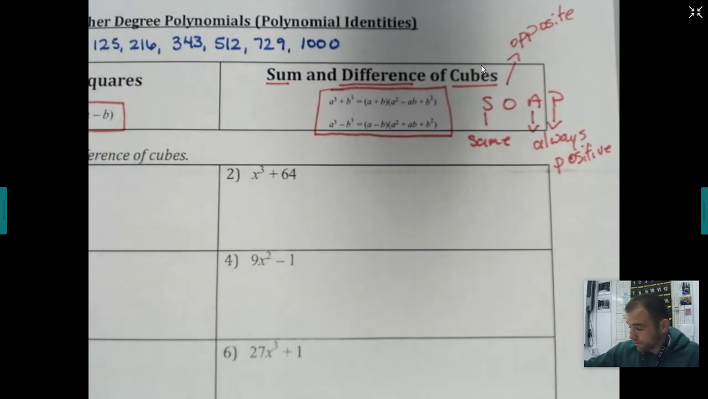So we're going to do a couple of problems. That's basically it.